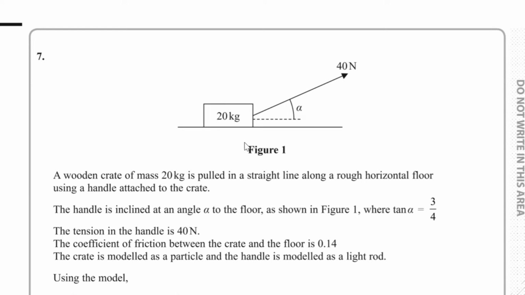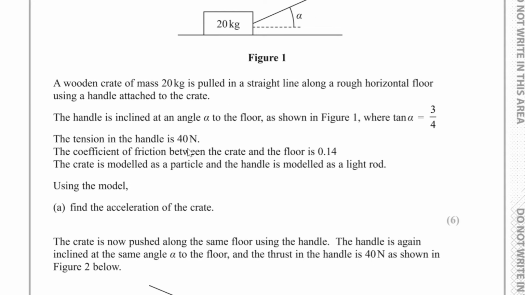Question number 7. A wooden crate of mass 20 kilograms is pulled in a straight line along a rough horizontal floor using a handle attached to the crate. The handle is inclined at an angle alpha to the floor, as we see in figure 1, where tan alpha is 3/4, and if that's the case, we can form a 3, 4, 5 right angle triangle. Sin alpha is 3/5, cos alpha is 4/5, and tan alpha is 3/4. The tension in the handle is 40 newtons, and the coefficient of friction between the crate and the floor is 0.14. The crate is modelled as a particle, and the handle is modelled as a light rod.